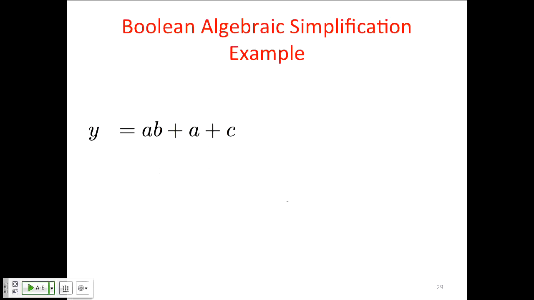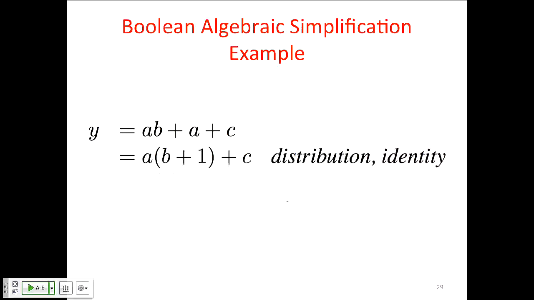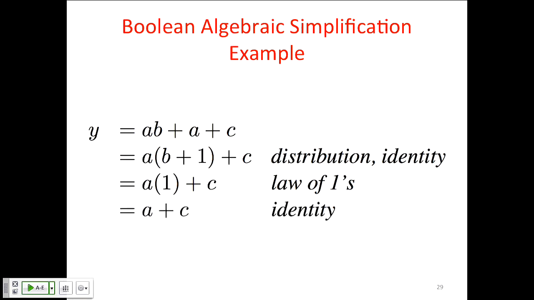So there's some examples. Say y equals AB plus A plus C. I can pull out A as a common factor, A times B plus 1. B or 1 is just a 1. A ANDed with 1 is just A. And then we just get A or C. Okay, then we're done.